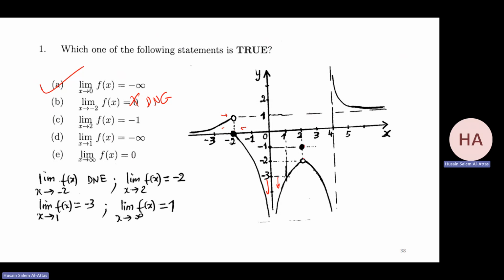X goes to 2. 2 is here, so it's not -1, it's -2. So this is -2. X goes to 1. X goes to 1, I'm getting a value, which is -3. X goes to infinity is not 1, is not 0, it's 1. Goes to infinity, I am here, which is like an asymptote, y equals 1. So all of this is wrong. The only correct is A.